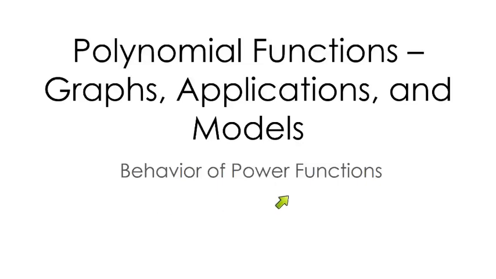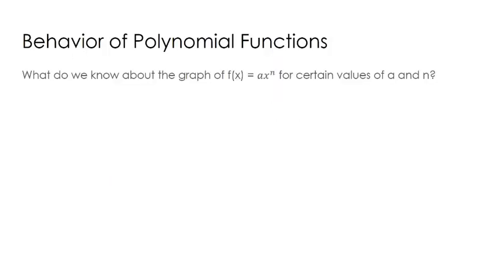Here what we're going to do is define what a power function is. Then we're going to look at the behavior, specifically the end behavior, of power functions. A power function is a function that takes the form a times x to the n. Just to throw out some examples, you could have 2x to the fifth, negative 8x to the third, or 1/2 x to the 10th.